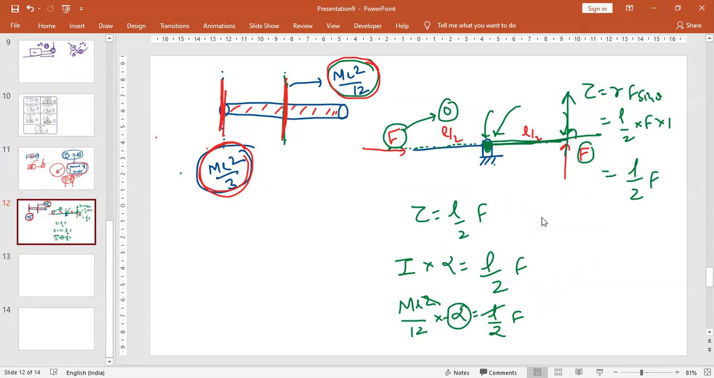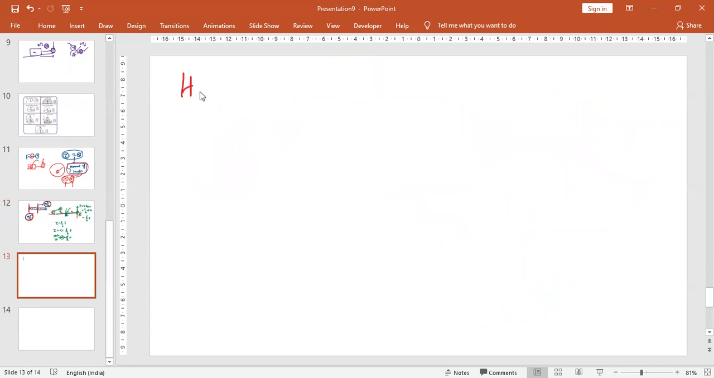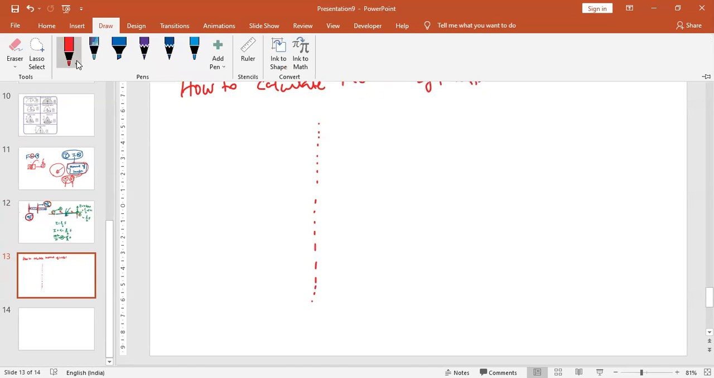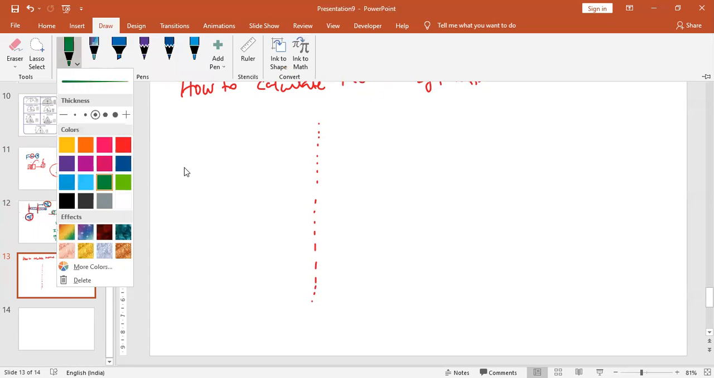Yes, there's a formula. I'm coming to that point, how to calculate moment of inertia. So remember, moment of inertia is calculated about an axis. Moment of inertia is always calculated about an axis.